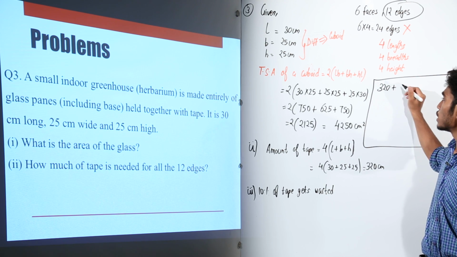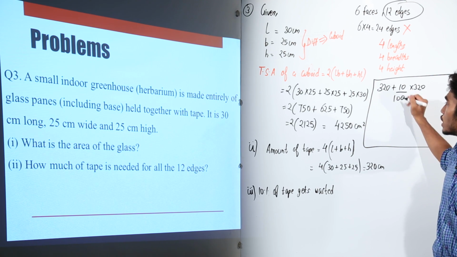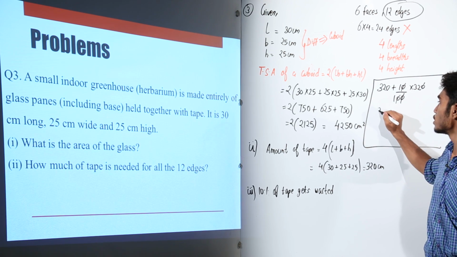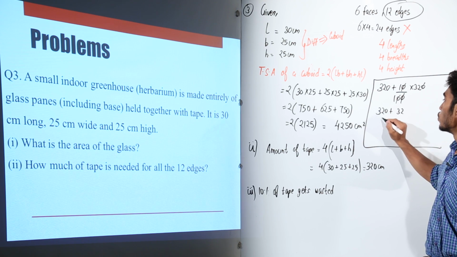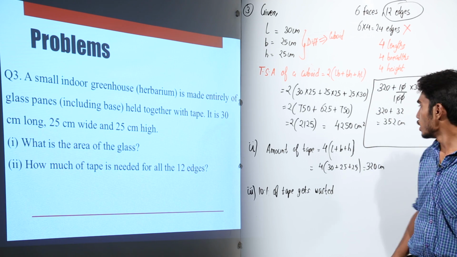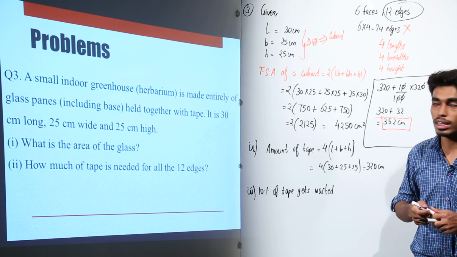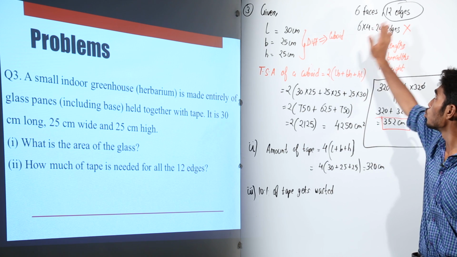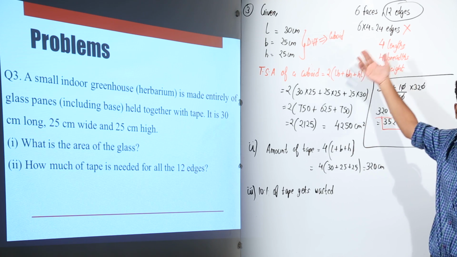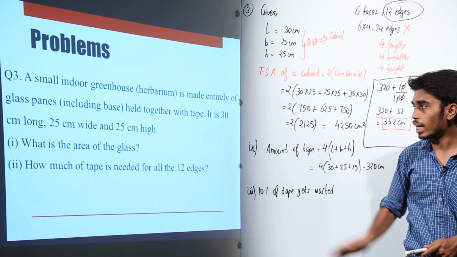320 plus 10%. 10% is nothing but 10 by 100 into 320. So what is 10 by 100? The 0 gets cancelled by this 0. So this is nothing but 320 plus 32, which is equal to 352 centimeter. So if 10% of tape gets wasted, then the total amount of tape would be 352 centimeter. This can be another way of asking this question. What you needed to know was that there are 12 edges in which we have 4 lengths, 4 breadths and 4 heights. Rest all are repeated. So we calculated the amount of tape and we calculated the total surface area of a cuboid, and the question is solved.